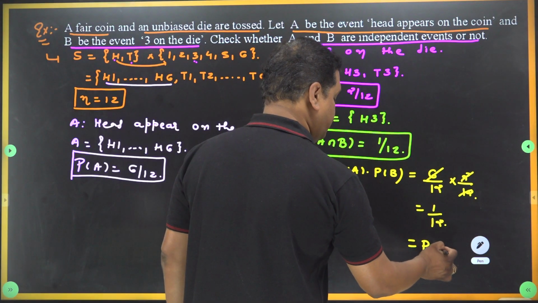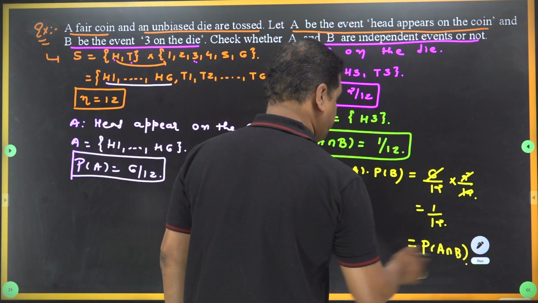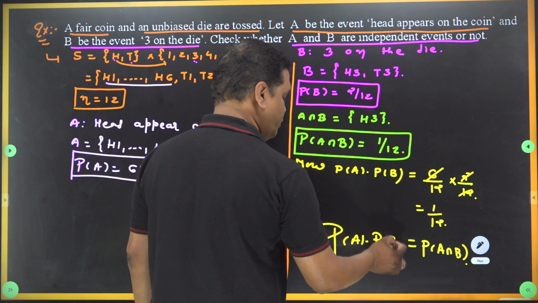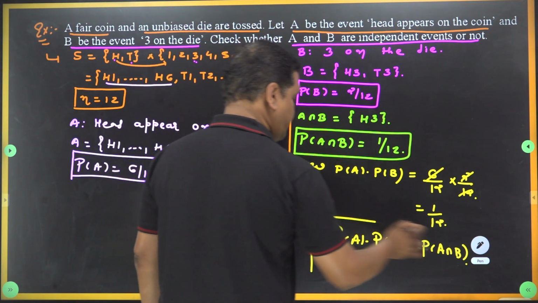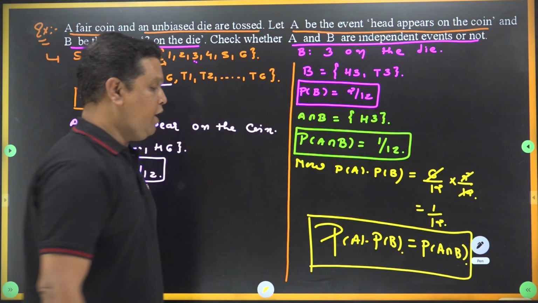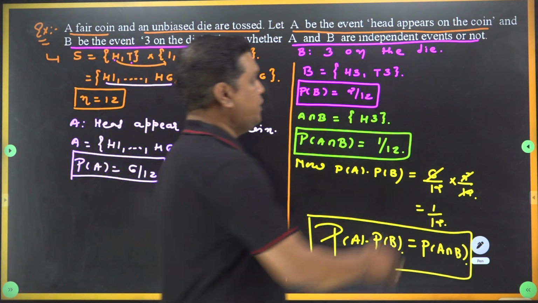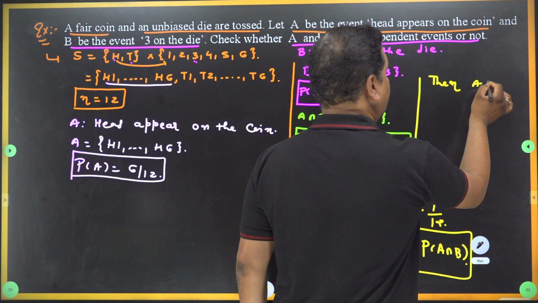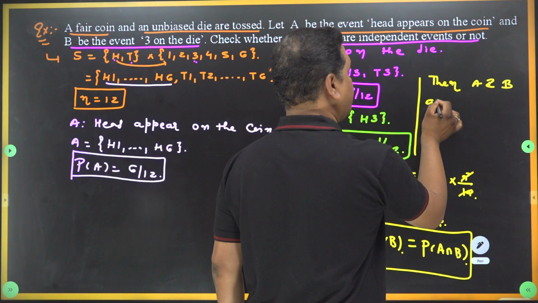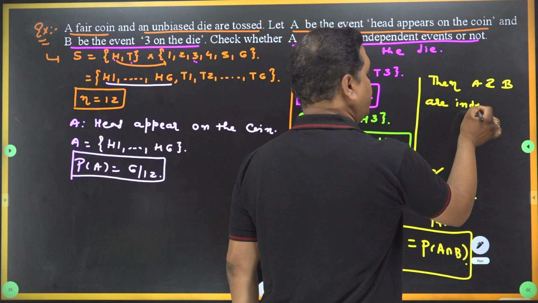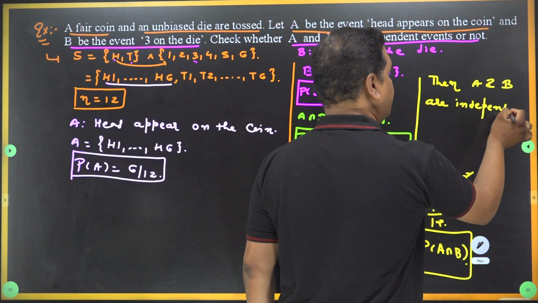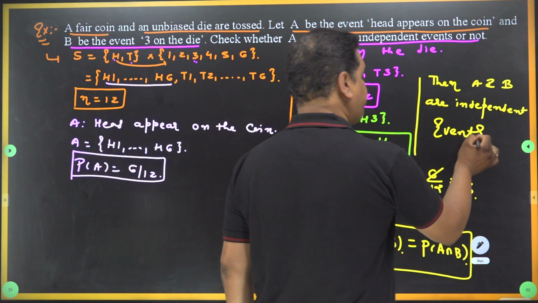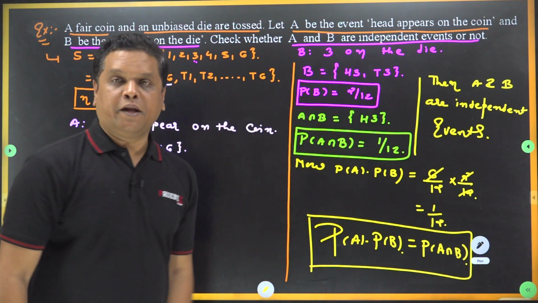So answer is P of A into P of B equal to P of A intersection B. Then A and B are independent event. ओके, एक बार अच्छे से देख लीजिए.